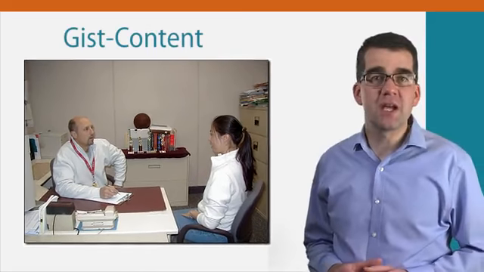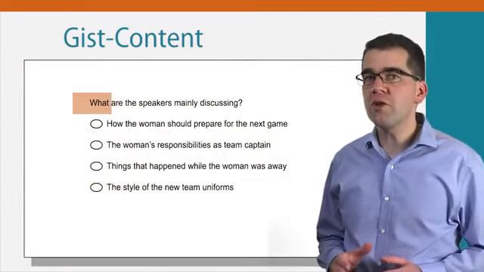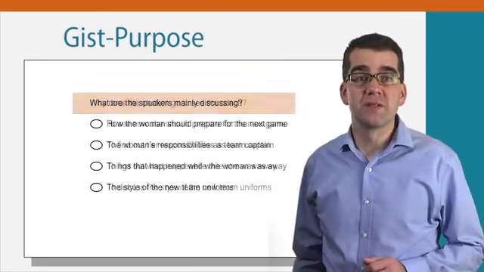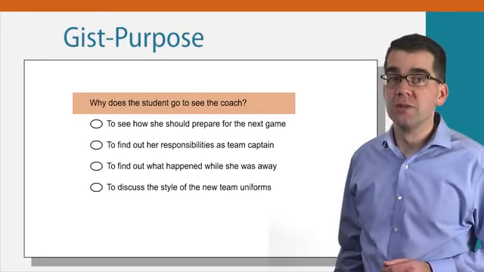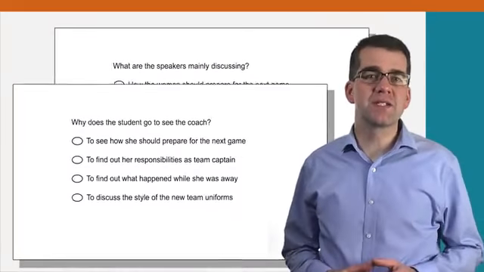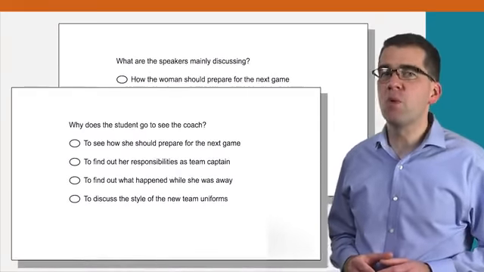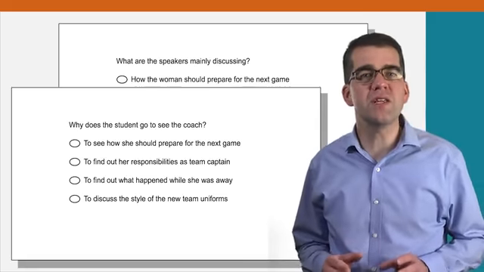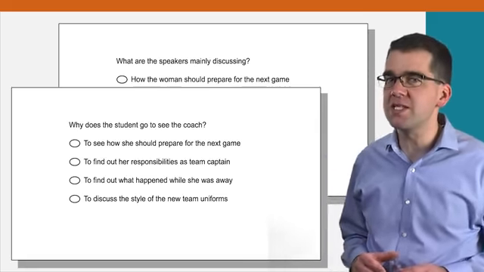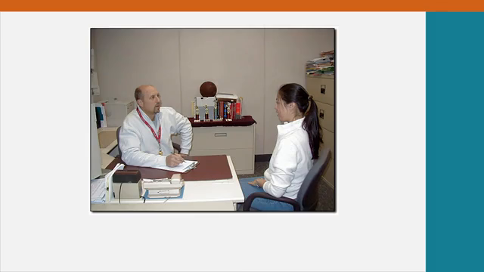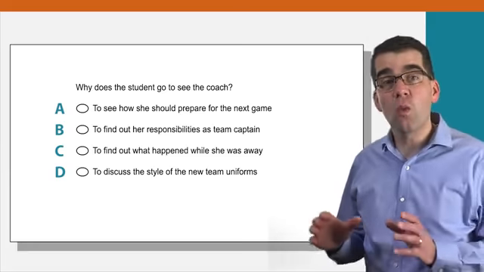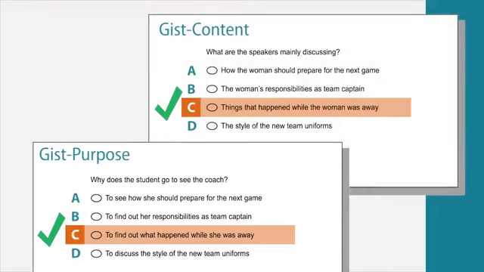So an example of a gist content question for this passage is, what are the speakers mainly discussing? And an example of a gist purpose question is, why does the student go to see the coach? Whichever question is asked, you can figure out the answer by focusing on the main point of the conversation or lecture. The female student tells us her reason for going to see the coach in the early part of the conversation when she says this. I just thought I'd stop by to see what I missed while I was gone. That tells us both the main idea of the conversation and why she went to see the coach. So for both questions, the best answer is C.